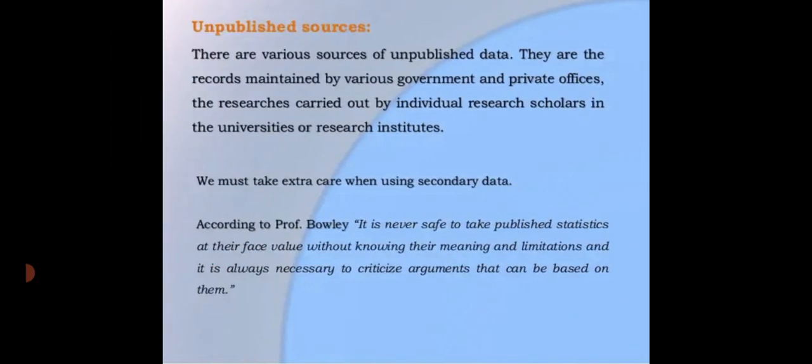Now let me proceed to the unpublished sources. What are these? There are some unpublished secondary data as well. These data are collected by the government, organizations and others, generally for their own use as office records. These data are not published. This numerical information may, however, be used as secondary data.